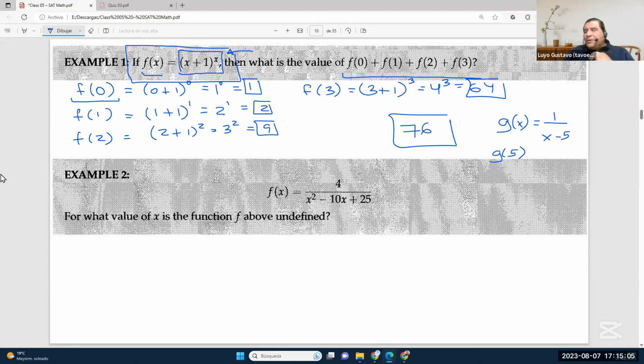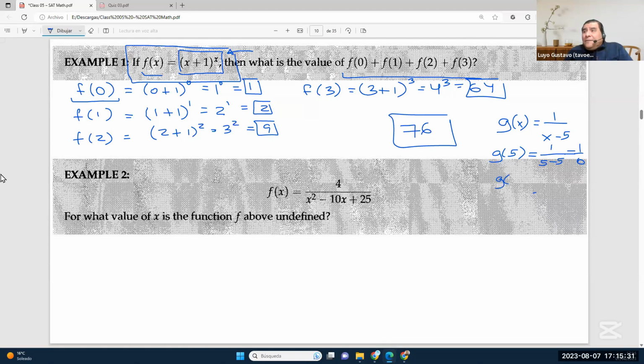Okay, think about this. Take a look. If I substitute 5 where x goes, what do I obtain? 1 over 5 minus 5. That would be 1 over 0. But people, is it possible to divide by 0? The division by 0 doesn't exist in real numbers. So we don't know what to say.